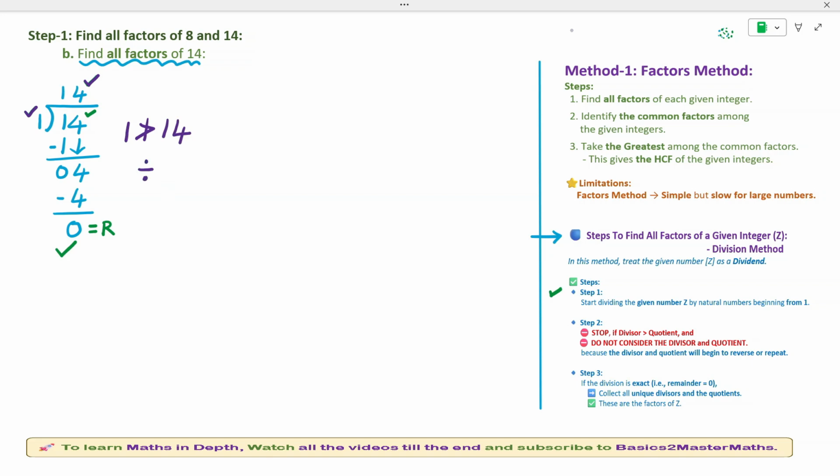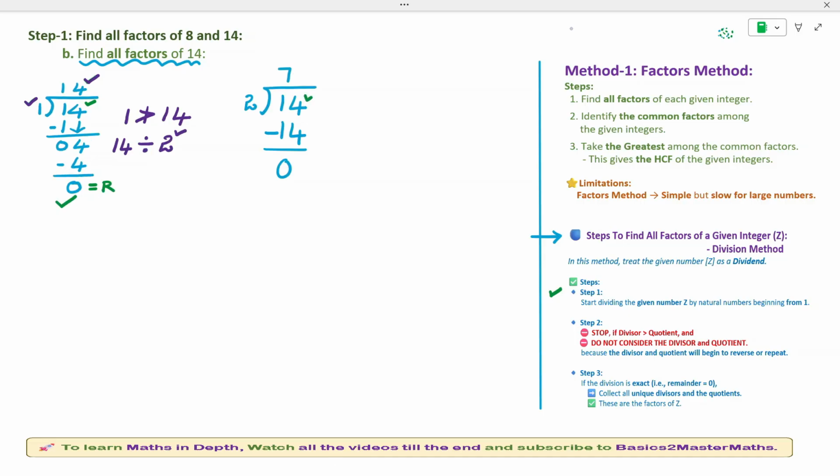So, divide 14 by the next natural number 2. When we divide 14 by 2, we get 7 as the quotient and 0 as the remainder. So, this division is exact. In this case, the divisor 2 is not greater than the quotient 7.